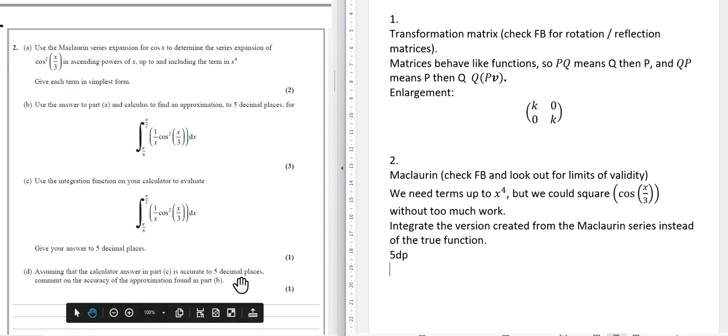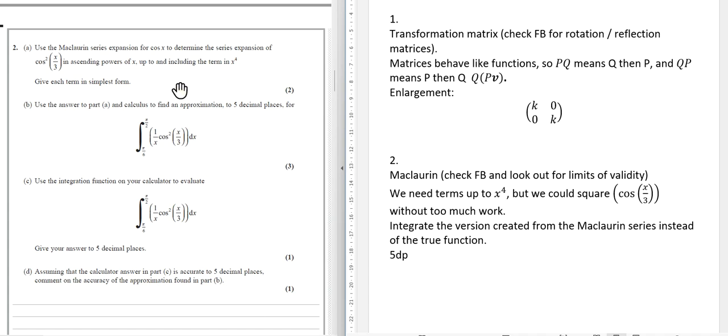Assuming part C is correct to 5 decimal places, comment on the accuracy. Well, hopefully the 2 numbers will not be wildly different. Otherwise, that would suggest to me that my approximation was wrong. But they're also unlikely to be massively similar because pi by 2 is quite a large number. It's 1.5 something. So the cos series expansion is going to be starting to get less and less accurate as x gets bigger and bigger. We're getting further from the center of the expansion.